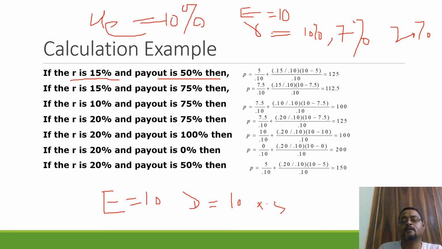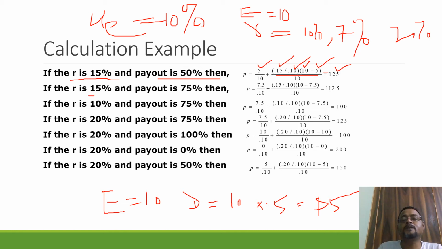10 into 0.5. Dividend per share is $5. We have taken $5 here, divided by 10%, into 0.15, that is R divided by KE, which is 10%, into E minus D, E is 10 and D is 5, divided by 0.10. Stock price is coming to be 125. You can calculate at your pleasure.